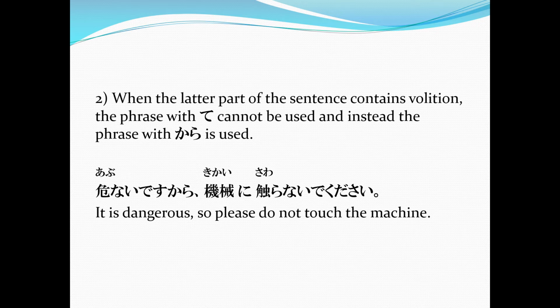Never use the te form. So do not use 危なくて機械に触らないでください。Always use ですから in a volitional sentence. わかりましたか? 覚えてくださいね. Now let's move on to noun de.